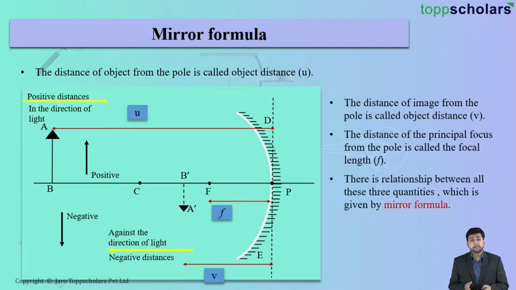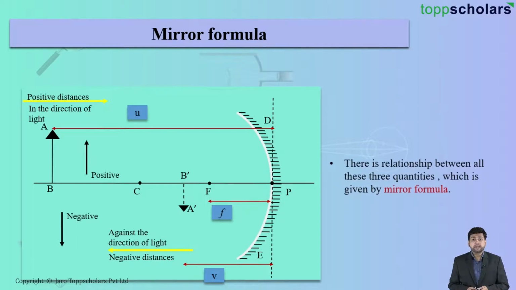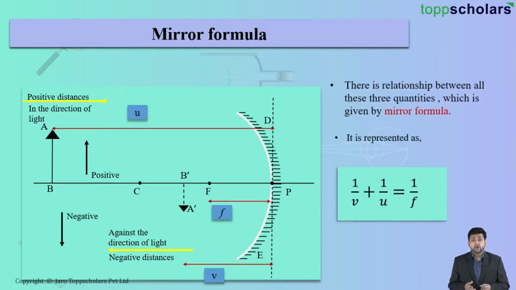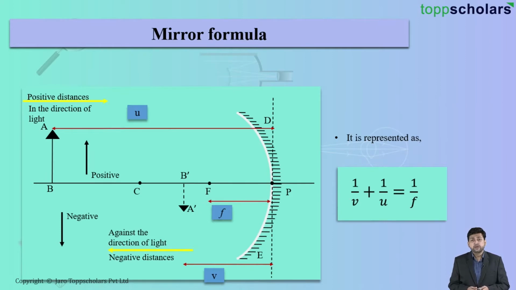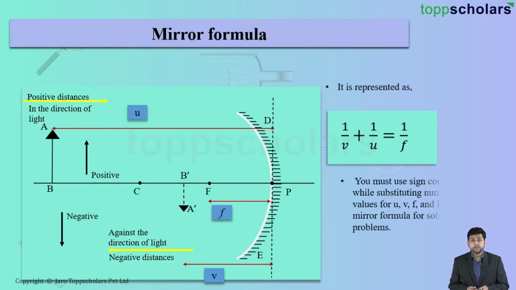So these are the three important quantities on which the mirror formula is dependent, and because of that the mirror formula can be given as 1 upon V plus 1 upon U equals 1 upon F, where V is the distance of the image from the mirror, U is the distance of the object from the mirror, and F is the focal length. Exactly. Now students, when you consider this particular scenario, you must consider that the sign convention should be applied while using the values in the numericals.